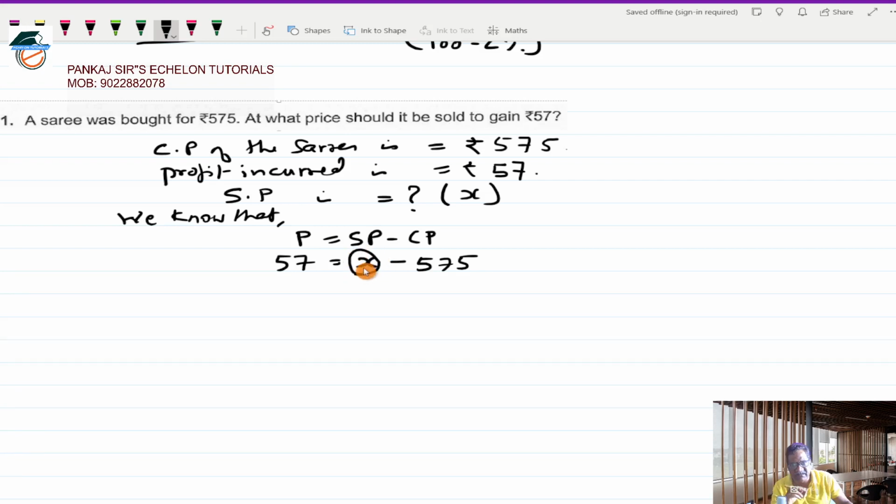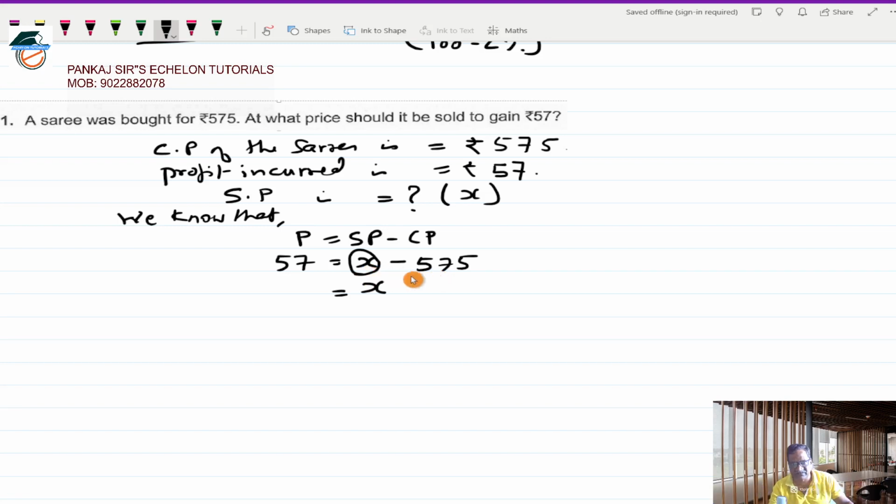To find out X, we will have to make X the subject in this particular linear equation. What is the meaning of making X the subject? You keep this x on one side of the equal to sign, and the rest of the numbers around x, you have to take on the other side. That is the meaning of making x the subject.